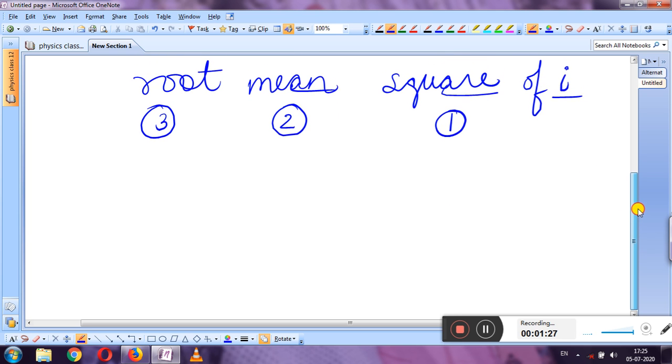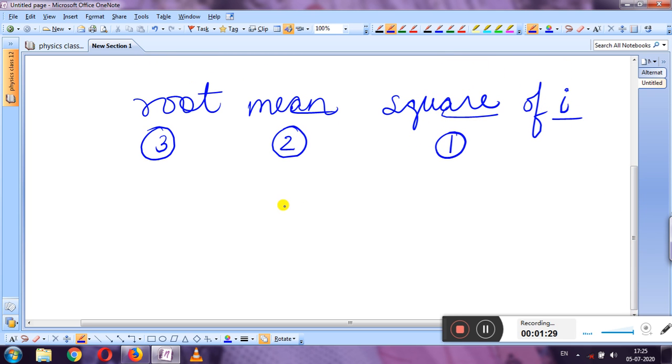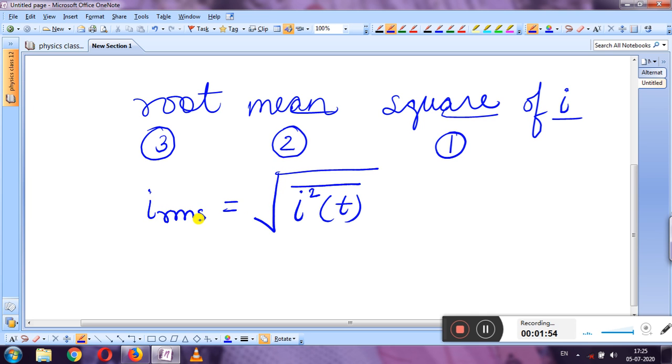As I said, first of all we will square the current. So let us square the instantaneous value of alternating current. Now for the mean, let me put one bar. This bar represents mean. Now we will take the root, so the square root of everything, and this will be equal to IRMS, the root mean square current.